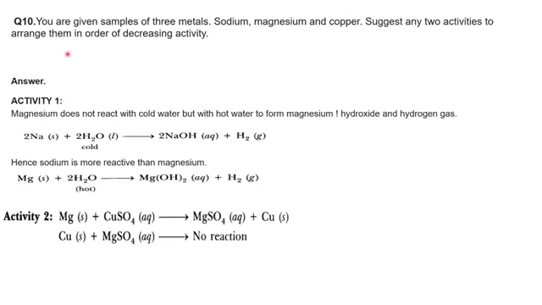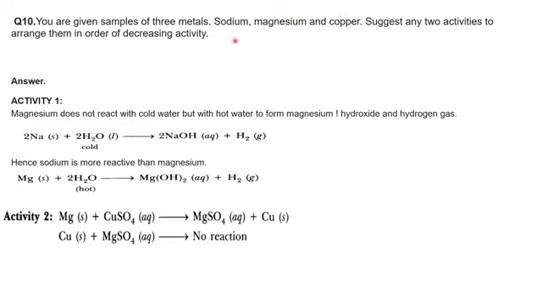Then the next question: you are given samples of 3 metals, sodium, magnesium and copper. Suggest any 2 activities to arrange them in order of decreasing reactivity. We know sodium reacts with acid, and definitely with water also. Sodium reacts with cold water, magnesium reacts with hot water, and copper won't show any reaction with water.